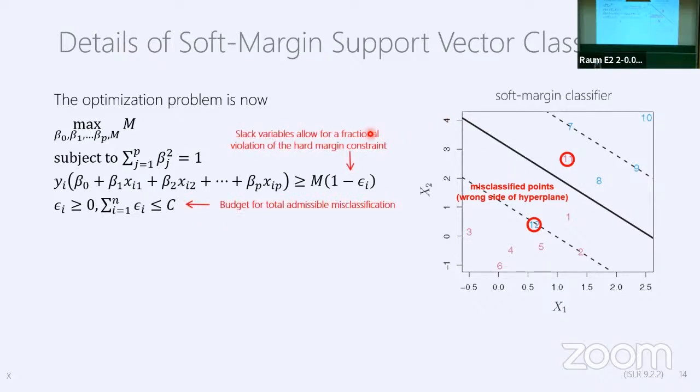Yes, this is exactly what I said. This is our budget for total misclassification, and these additional variables are called slack variables because essentially, instead of fully satisfying the margin, we only partially satisfy it.